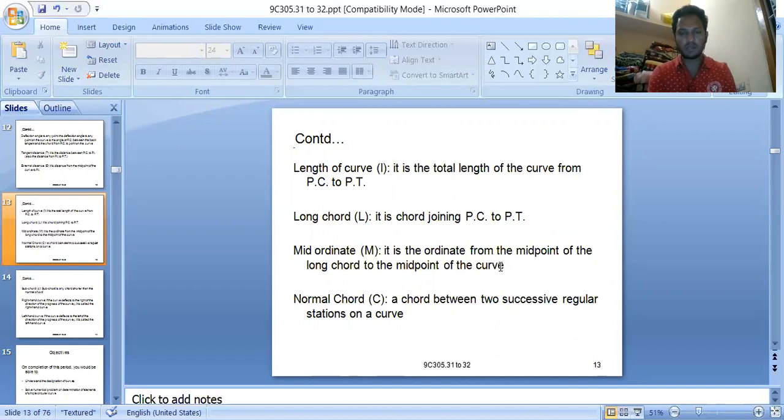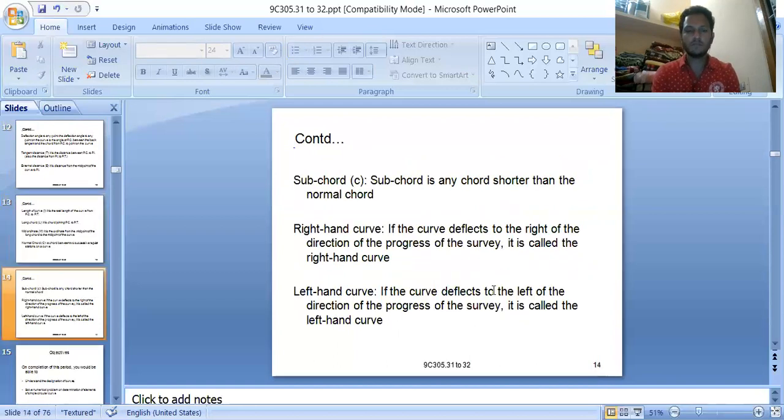And we have normal chord. The chord between any two successive regular stations on a curve is called normal chord. Subchord is any chord shorter than the normal chord.